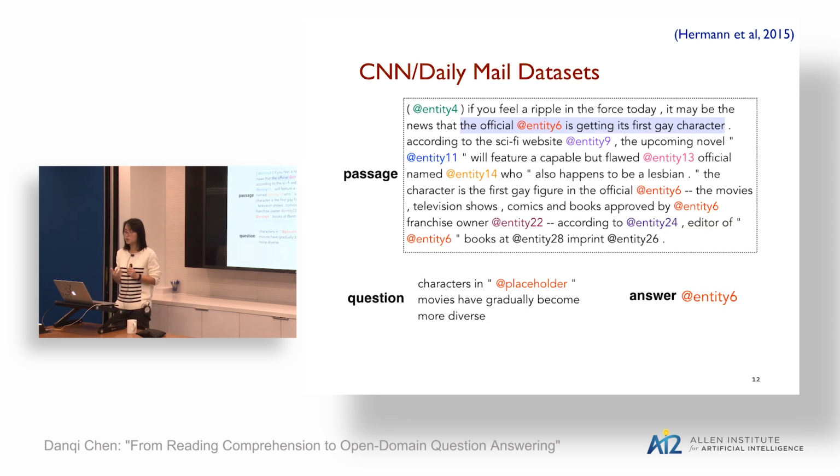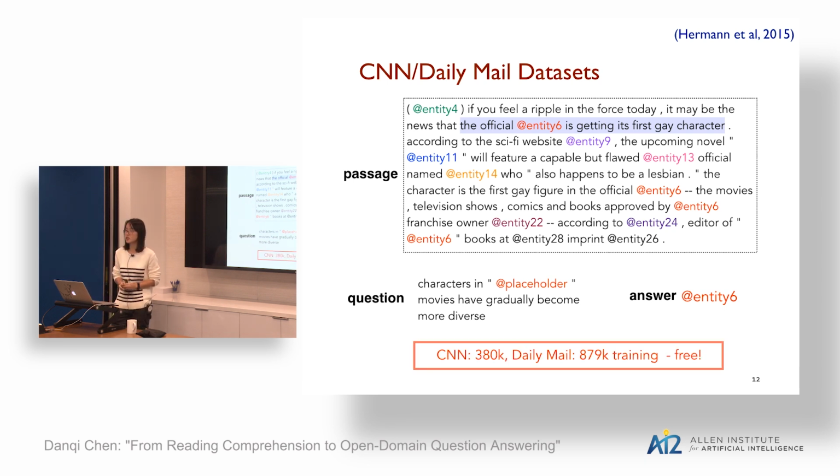So this is what a real data example looks like. The DeepMind researchers ran entity recognizers and replaced the real entities with entity markers, like entity 4, entity 6. So you can see there is a placeholder in this question. The goal of this task is to read this passage, read this question, and then finally infer what entity this placeholder refers to. For this example, the answer is entity 6.